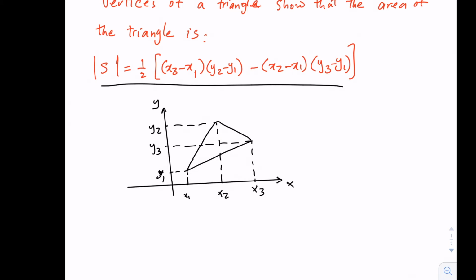Now, if you want to calculate the area of the triangle, we can calculate the area of the red trapezoid, which is this one, and the area of the purple trapezoid, and add them together, and then subtract from them the area of the yellow trapezoid, like this. So let's just do this calculation and see how the result will be.